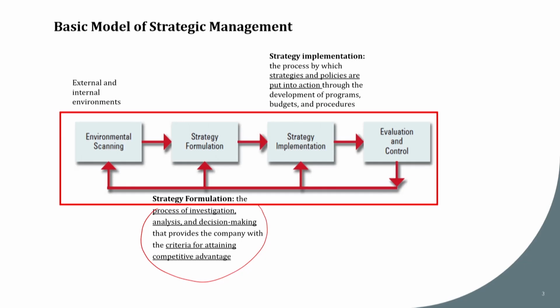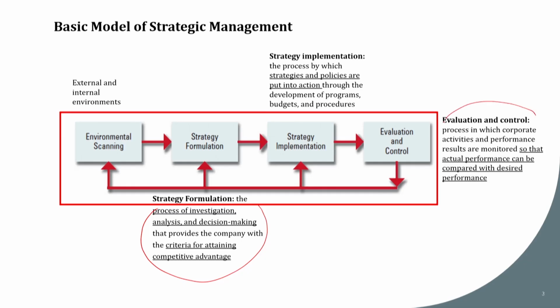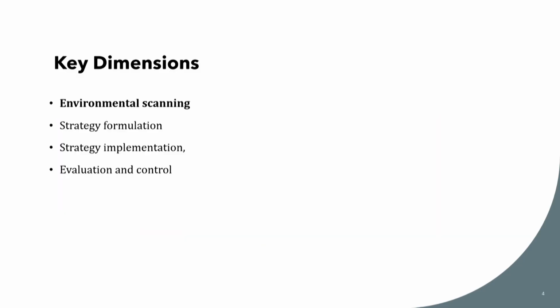Finally, performance is evaluated. This is the final stage, evaluation and control, ensuring alignment with organizational objectives. The process is cyclical with feedback driving improvements. So let me now list out 4 key dimensions of strategic management. One is environmental scanning, second one is strategic formulation, third one is strategy implementation, and the last and final one is evaluation and control.